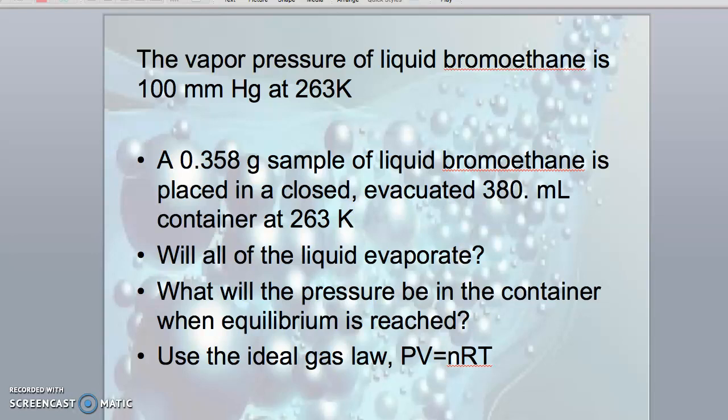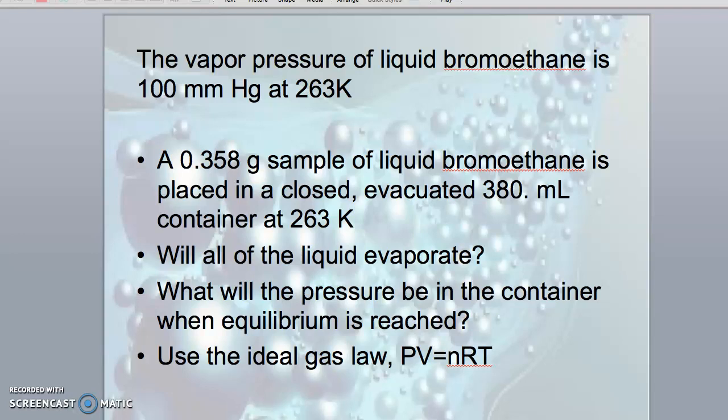That's n. R is the ideal gas law constant. That's 0.082057. Units on that are liter atmosphere per mole Kelvin. Now I can tell right away my pressure is going to end up in atmospheres. I'm going to have to do a conversion, but that's okay. We'll deal with that later. Lastly, my temperature is 263 Kelvin. The volume here, we need that to be in liters. So I just converted the 380 milliliters to liters at 0.380.